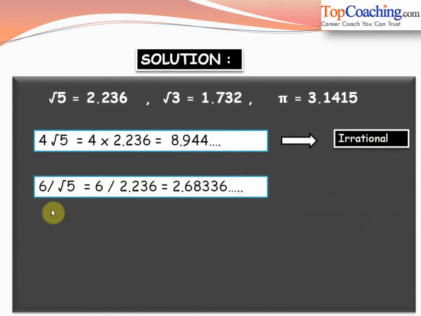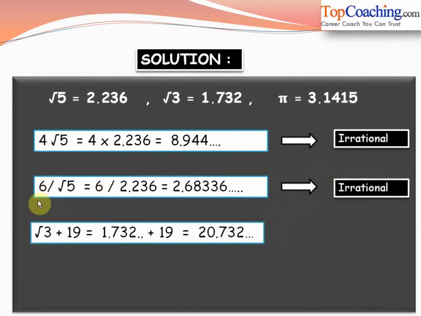The second is 6 pi root 5. Now we again use the value of root 5, that is 2.236. Therefore the answer would be 6 divided by 2.236, and this comes out to be equal to 2.68336 and so on. Again, this is a non-terminating and a non-recurring decimal. Therefore this is also an irrational number.